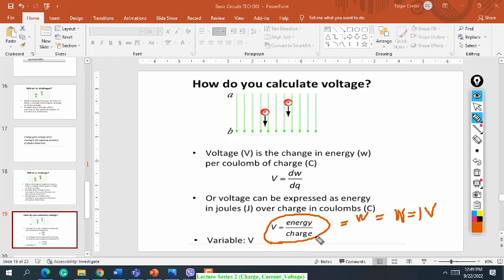And we know the unit of charge is coulomb. And what is charge, by the way? What is coulomb, by the way? Coulomb, or Q.